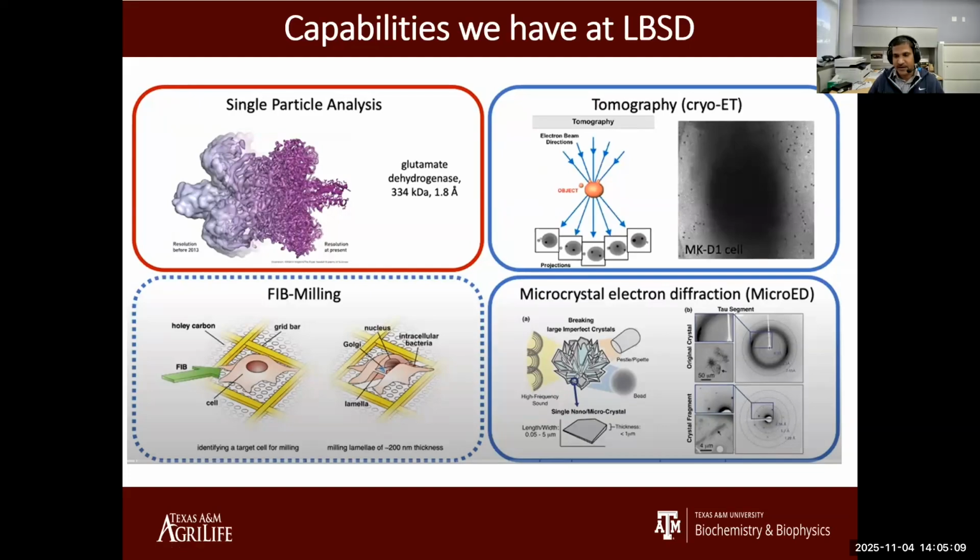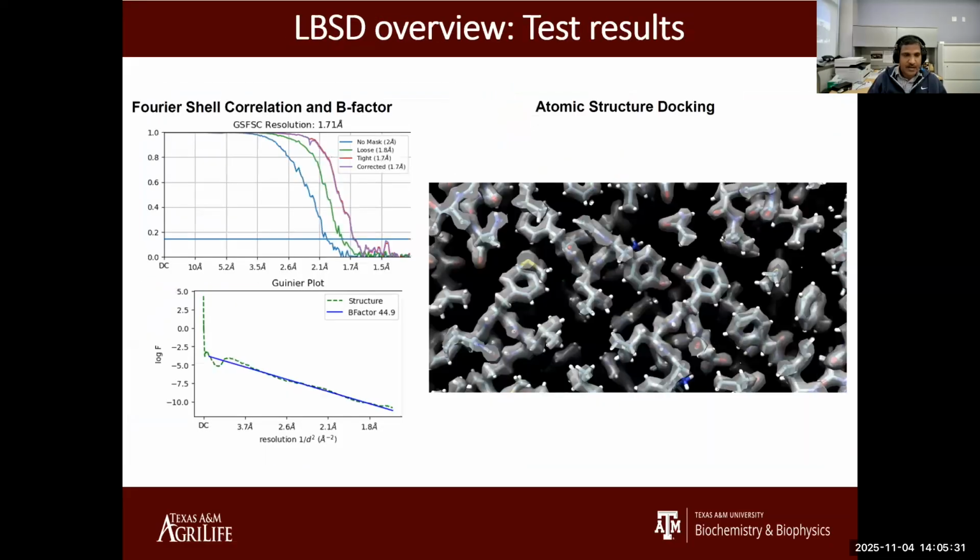You can get some very tiny crystals that are not good enough to collect X-ray data, but still we can use those crystals to collect the microelectron diffraction pattern and get the structure from the electron diffraction. So you can see we have all four modules of cryo-electron microscopy, and if you're interested, you can reach out to us.